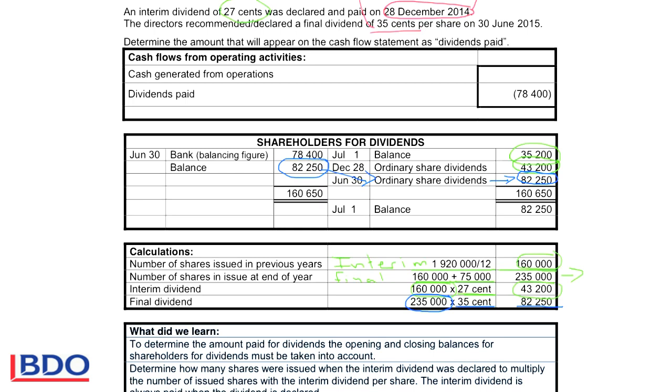Those two amounts should be the same because the balance that you owed at the beginning of the year, you had to pay to the shareholders at the beginning of the year. The interim dividend is always paid immediately. So that was also already paid. So if we work out by balancing, we will see that the bank amount is 78,400. If I add these two together, I also see it's 78,400. So the outflow of money to pay for dividends was 78,400.